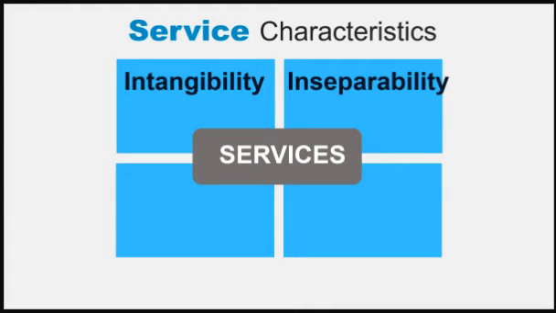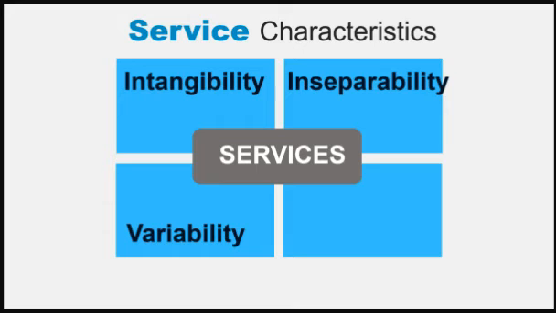The second characteristic is called inseparability. What does that mean? It is difficult to separate. It is impossible to separate the production of service from the consumption of the service. So service consumption occurs as somebody produces it on the spot.